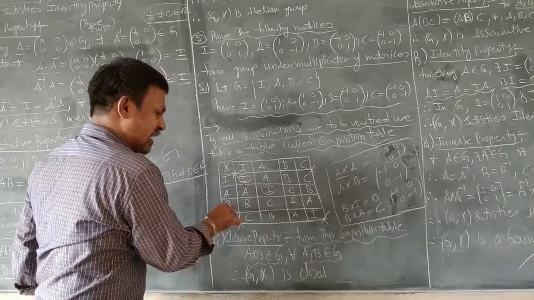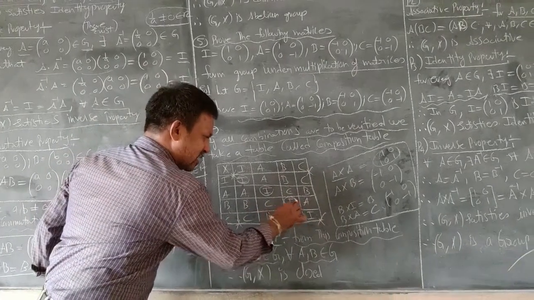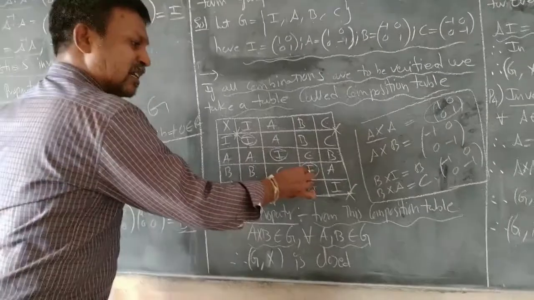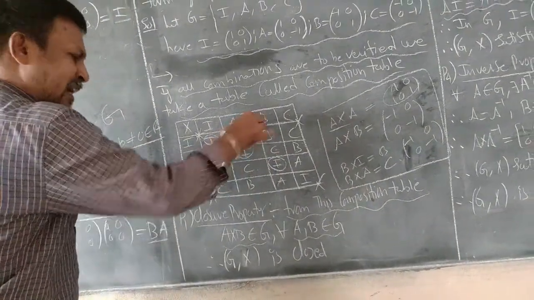I am going for the next row, that is B row. Here I is present. So see carefully, if B is multiplied with B, the resultant matrix is I. So the inverse of B is B itself.